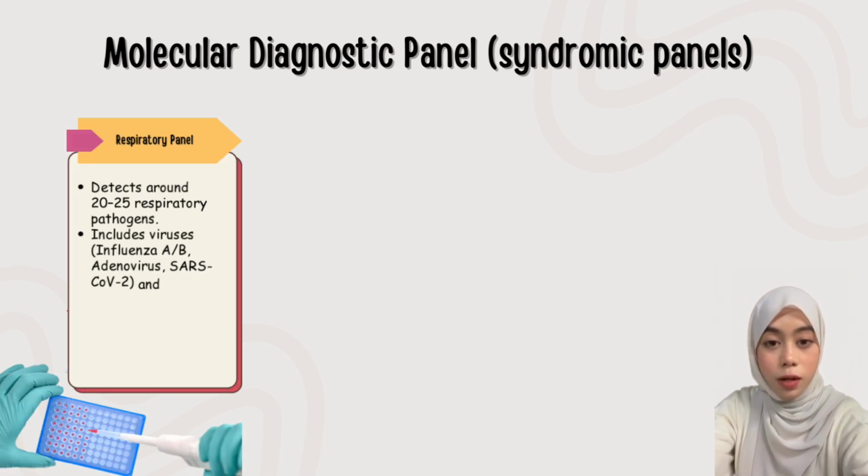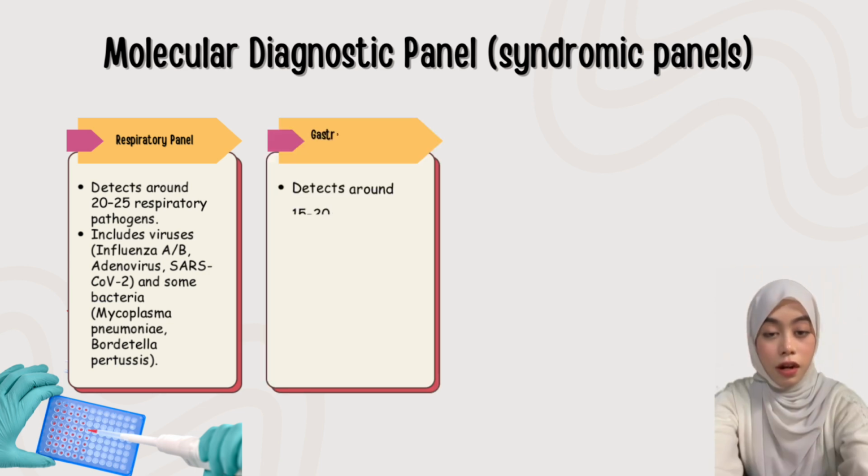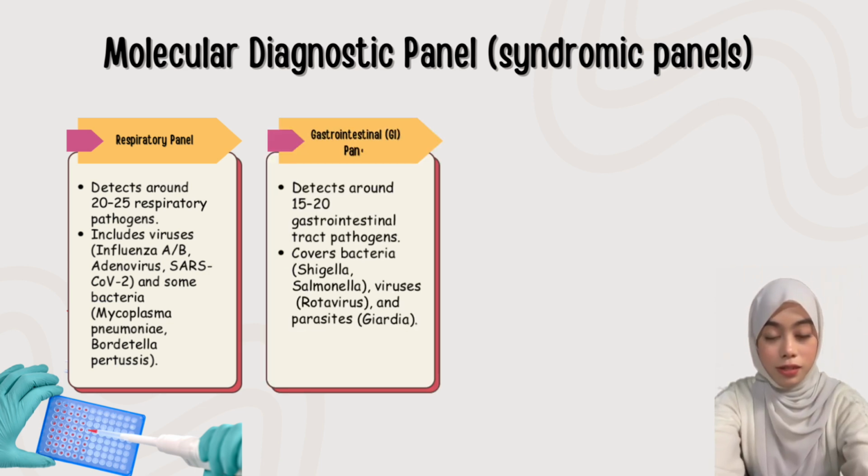It can detect about 20 to 25 pathogens, including common viruses such as influenza A and B, adenovirus, and SARS-CoV-2, as well as bacterial pathogens such as Mycoplasma pneumoniae and Bordetella pertussis. There are also gastrointestinal panels, which detect around 15 to 20 pathogens, including bacteria like Shigella and Salmonella, viruses like rotavirus, and parasites such as Giardia.